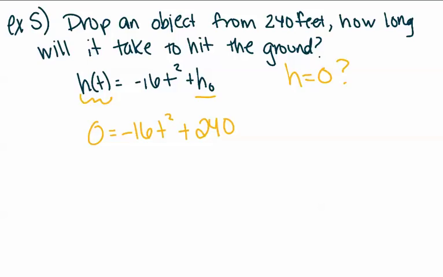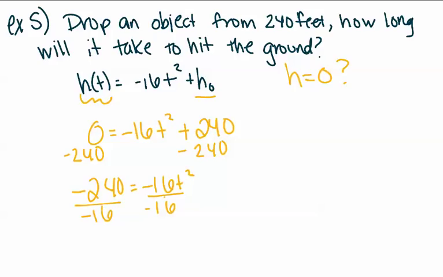So now I'm going to solve this. Now I'm going to solve this using square roots because that's the section that we're doing. So that means I want to get the t squared by itself. So I'm going to go ahead and subtract the 240. So now I have negative 240 equals negative 16 t squared. Now this works out nicely because I'm going to divide by that negative 16. Okay, so that means that that's going to become positive. So I'm going to get a 15 there. So now I have t squared equals 15.